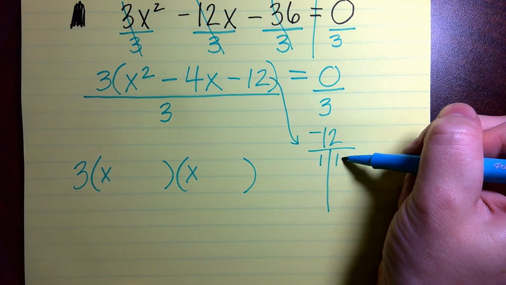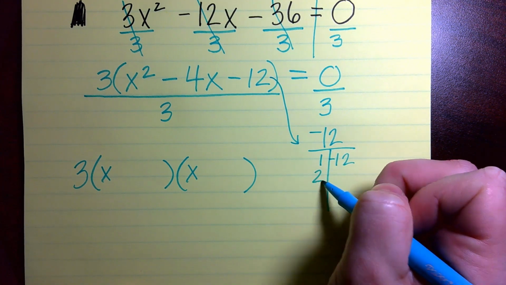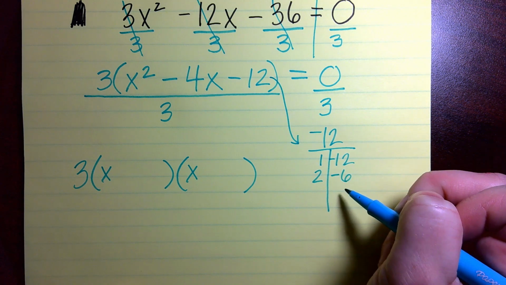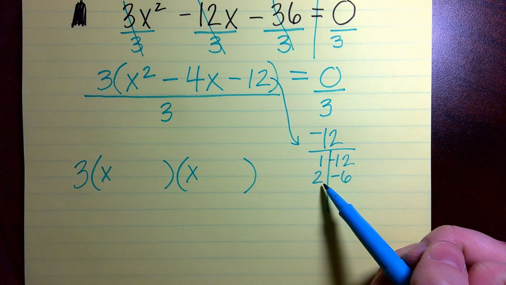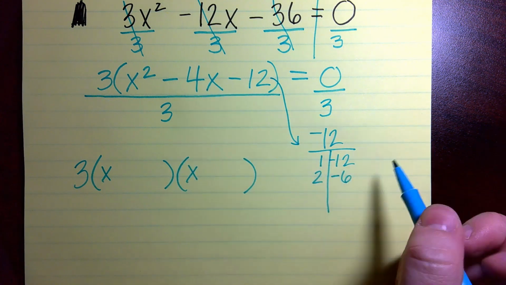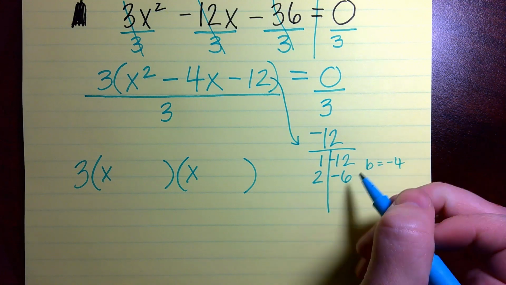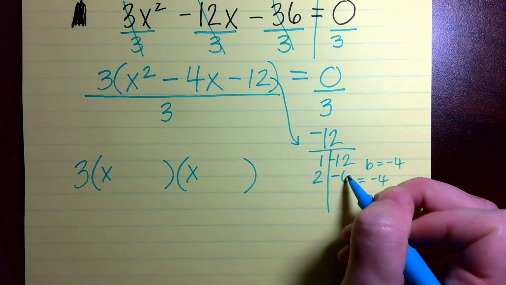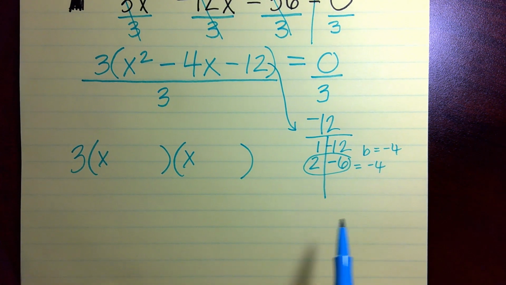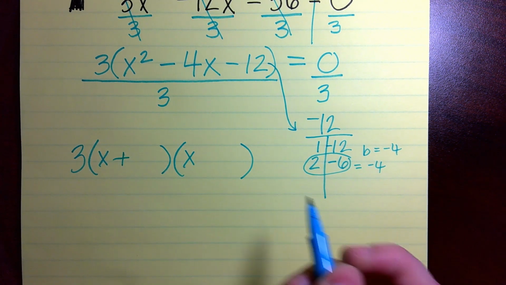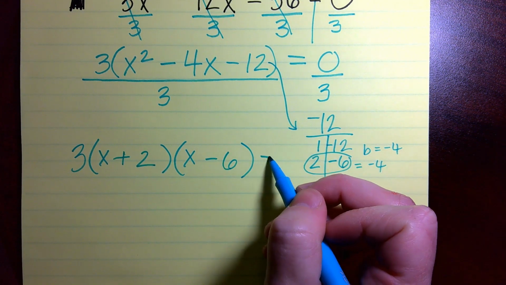1 and 12, or -12, yep. 2, -6. We can stop there. Why can we stop there? -6, -4. Yes, because our b is -4, and 2 minus 6 is -4. So what do I do with these numbers? Plug them into your equation. Yeah, plus 2 minus 6 equals 0.